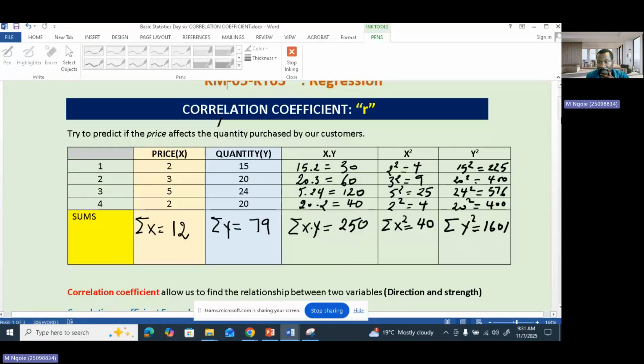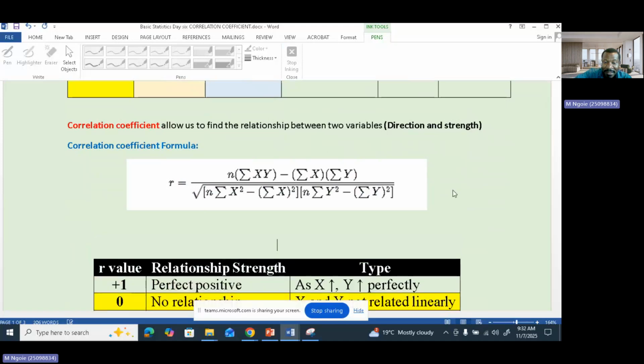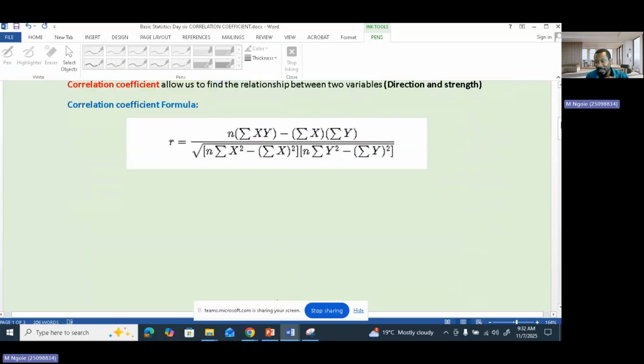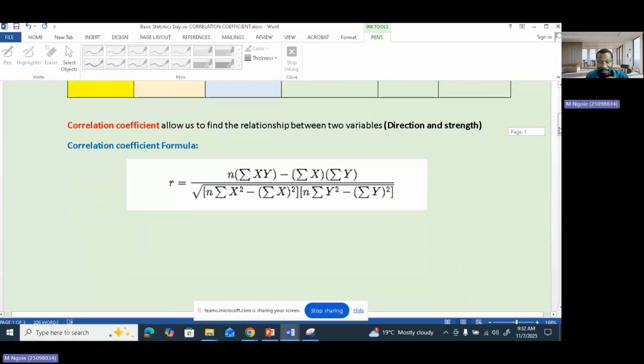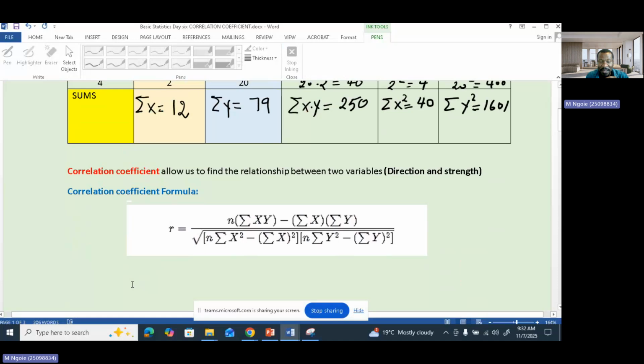So I'm going to share again and go back. Now, because we are done here, this is basically the formula that we are going to be using: the formula for the correlation coefficient. Very easy formula. So we are just going to do the replacement.